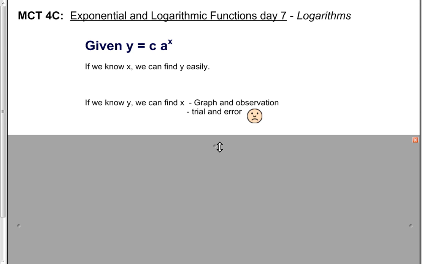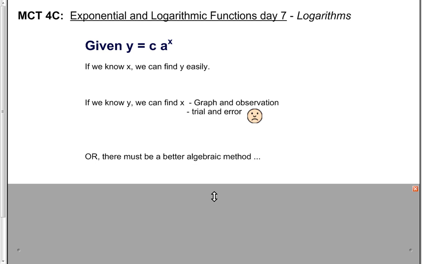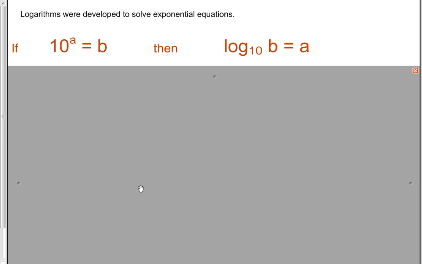It's been a little more tricky finding x if we know y. We've been looking at graphing, observation, trial and error. But none of those methods are easy or accurate for all cases. So there must be a better algebraic method, and there is. Logarithms were developed to solve exponential equations.